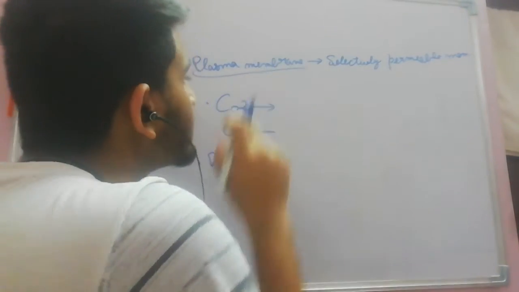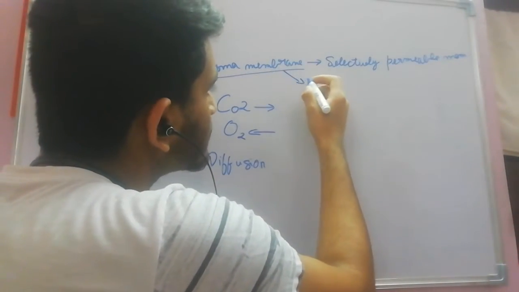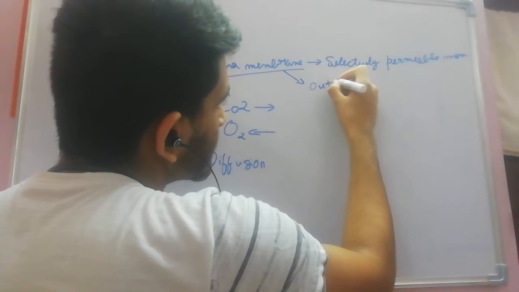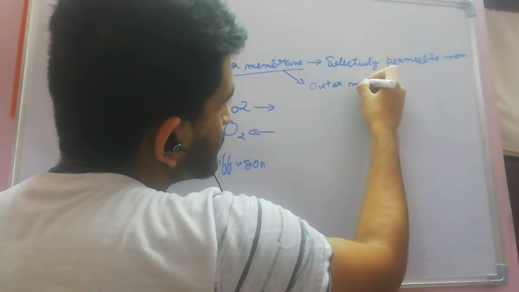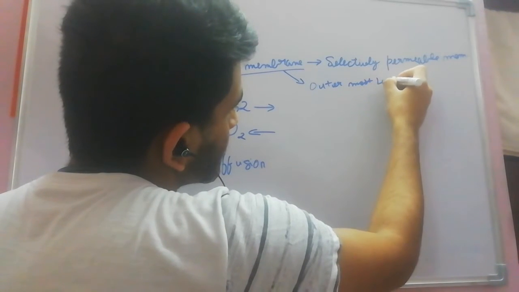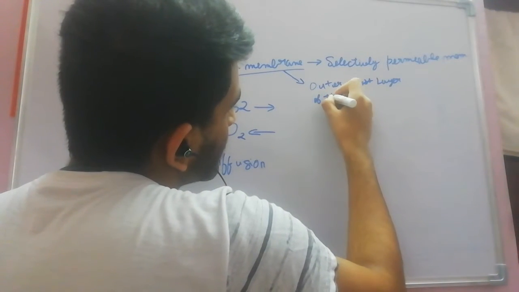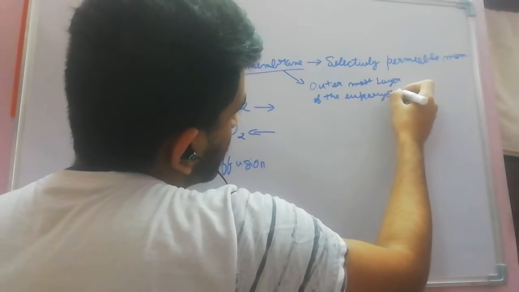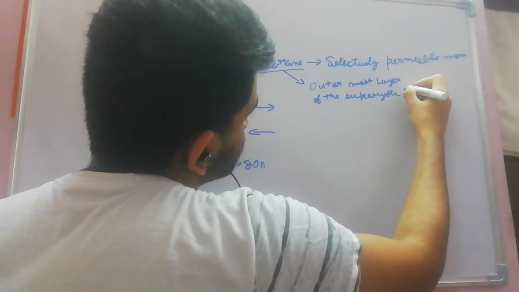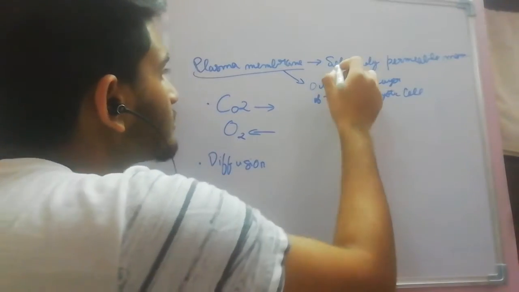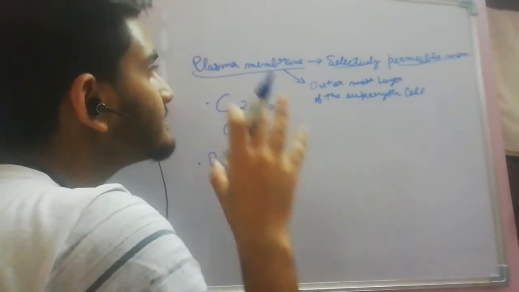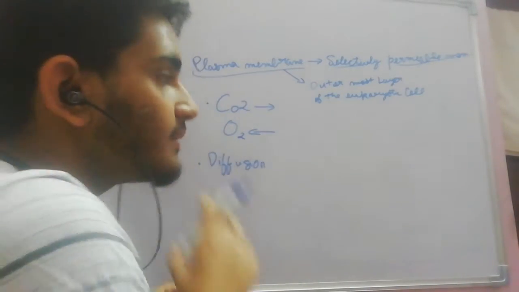So the plasma membrane is the outermost layer of a eukaryotic cell, and it is called the selectively permeable membrane. Now why is it called the selectively permeable membrane?